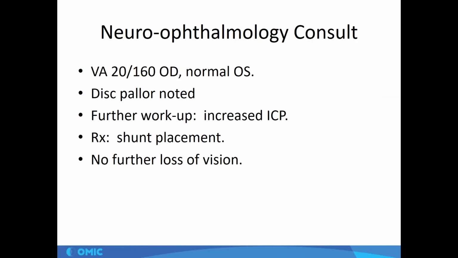Well, on that consultation at the university center, the visual acuity was 20/60 in the right eye, normal in the left. Disc pallor was noted bilaterally. The workup revealed increased intracranial pressure, a shunt was placed, and there was no further loss of vision.